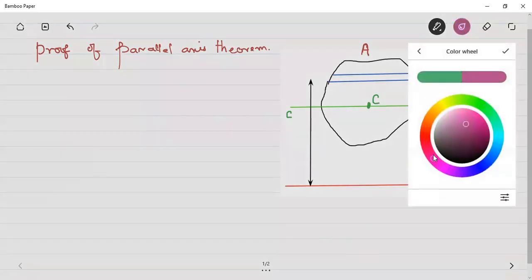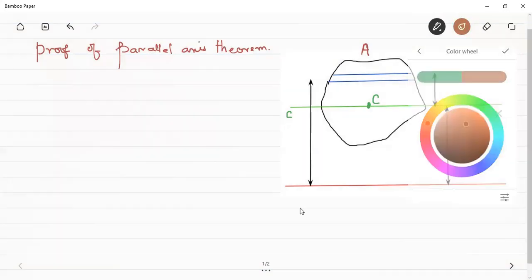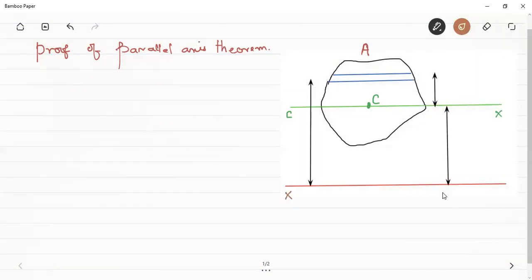And another axis has been shown by this red color. Let me say that this is the x-axis, about which I have to find the moment of inertia. I am interested in finding the moment of inertia about this axis, and you can see that this axis is parallel to the centroidal x-axis. This axis is parallel to the centroidal x-axis. This is the centroidal axis.